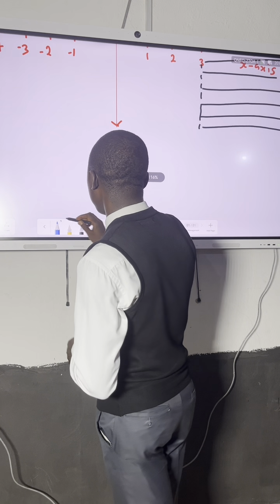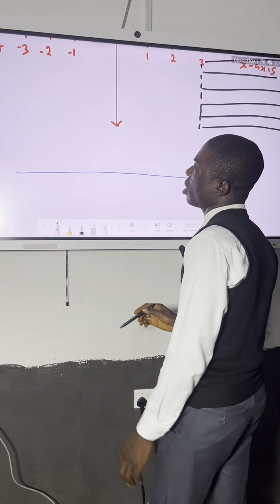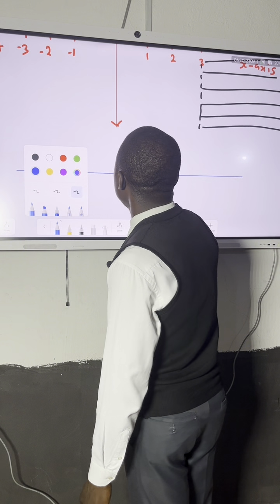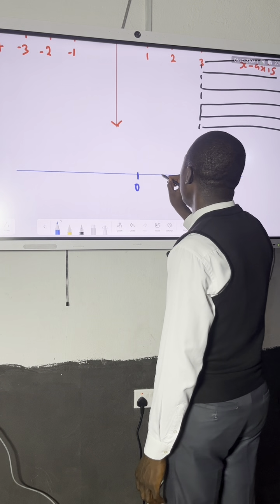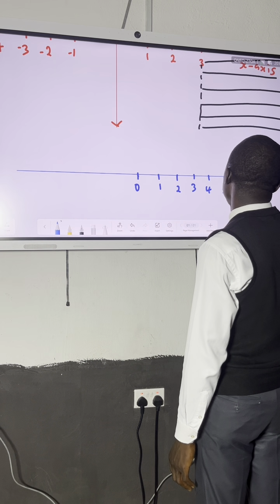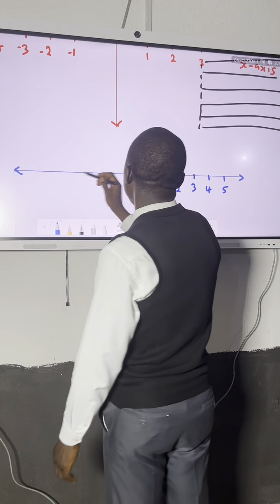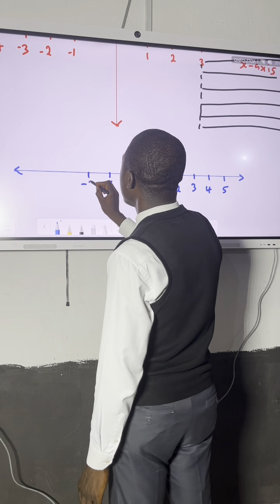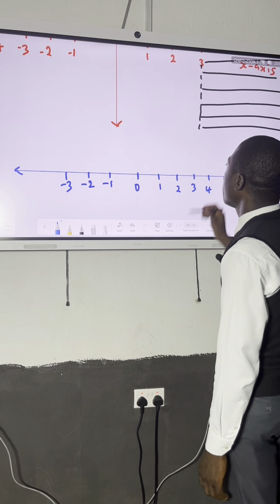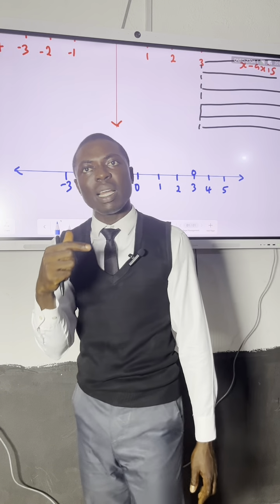Supposing I say represent this information on a number line, we would have drawn just a horizontal line like this, and then after you have drawn the horizontal line, you can calibrate it. This is 0. To the right hand side, you have 1, 2, 3, 4, 5, and so on. Then to the left hand side of 0, you have -1, -2, -3, and so on. So you go to where x is equal to 3. You draw a hollow circle, an unshaded small circle around x equal to 3.